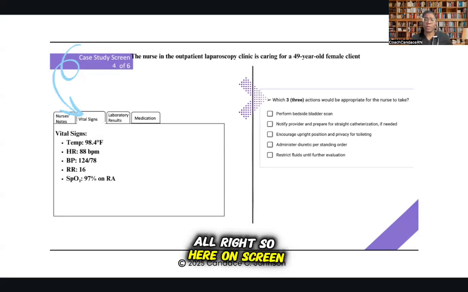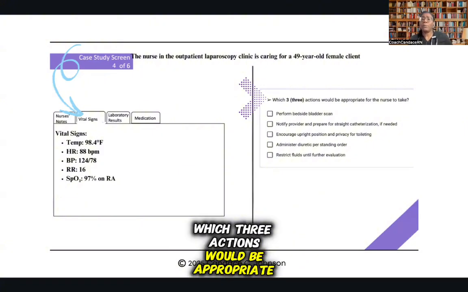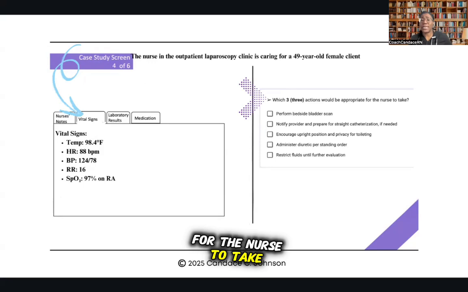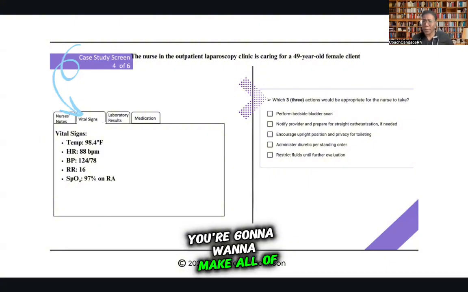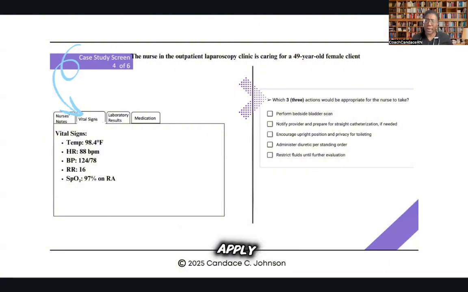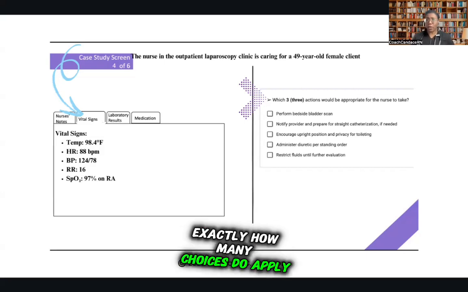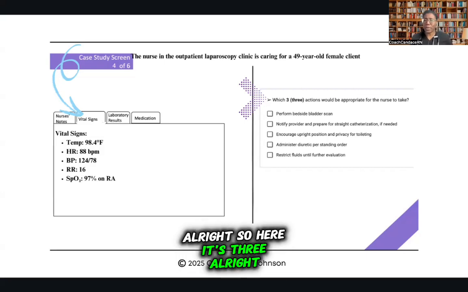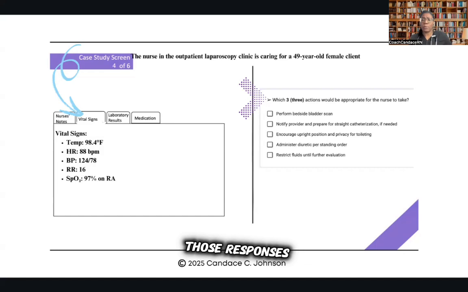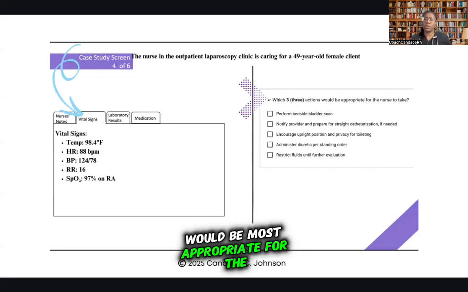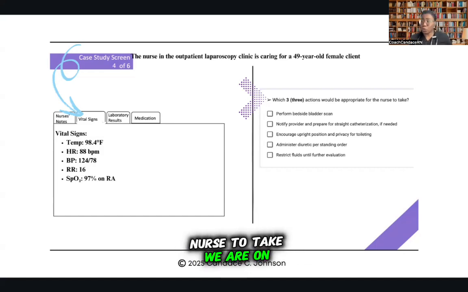Okay. All right. So here on screen 4, we're looking at this question. Which 3 actions would be appropriate for the nurse to take? All right. This is called a select in question, meaning that, like a select all that apply, you're going to want to make all of the appropriate choices that apply, right? But here they're telling you exactly how many choices do apply. All right, so here it's 3. All right, and you can see by the square boxes that you can select multiple responses. All right, so take a look at those responses and see which 3 actions would be most appropriate for the nurse to take.